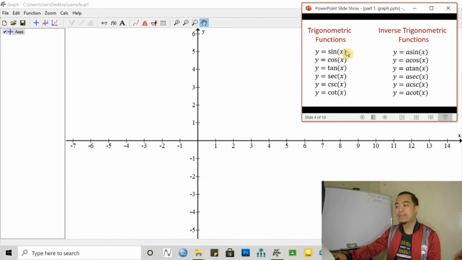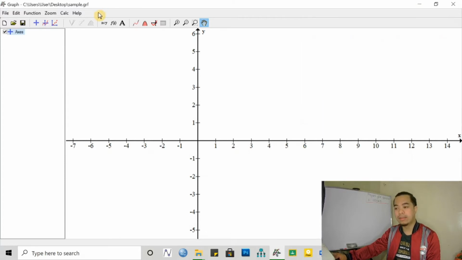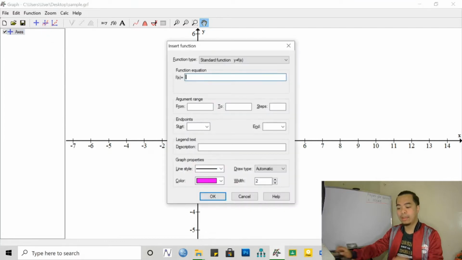For the sine function, we simply have to encode sine and then enclose the independent variable x with a parenthesis. That's the same for the cosine, the tangent, and then the reciprocal functions such as the secant function, the cosecant function, and the cotangent function. Let us graph them all in one Cartesian plane. So let's add a function using this button. Encode sine, open parenthesis, x, close parenthesis.